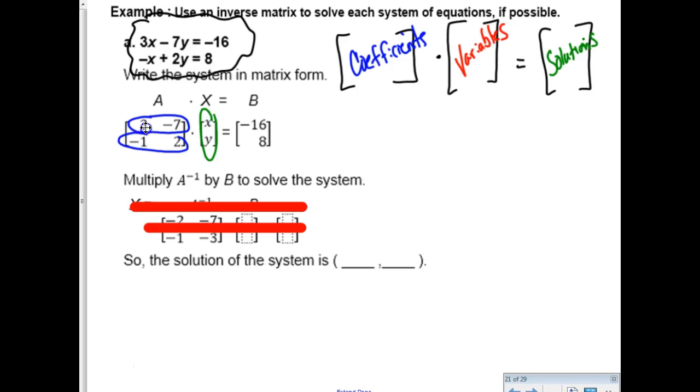So think about this, guys. This first row multiplied by this first column would be 3x minus 7y. And look what your system was, 3x minus 7y. So it's just taking what we already know is the multiplication problem and pulling it apart. And then equals negative 16 is obvious because it equals negative 16. So same thing here. This is negative 1x plus 2y equals 8. So taking a system of equations, breaking it into a matrix equation.